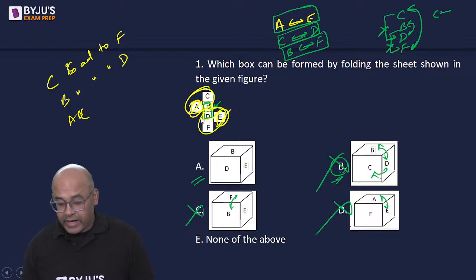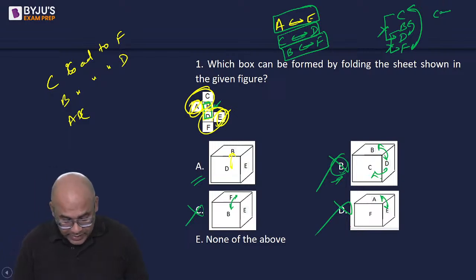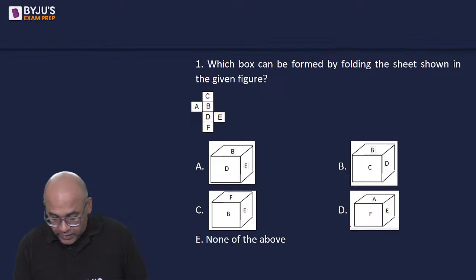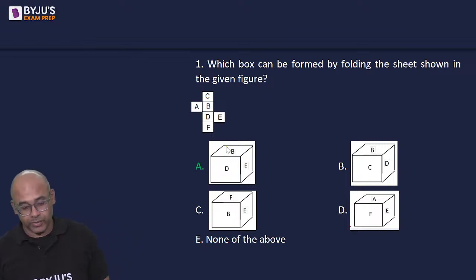D, E, F are adjacent to each other. So B and D are adjacent. You can see that B and D are adjacent, and D and E are also adjacent. Yes, D and E are also adjacent. You can see this. So clearly option A has to be correct. So that's your answer option.